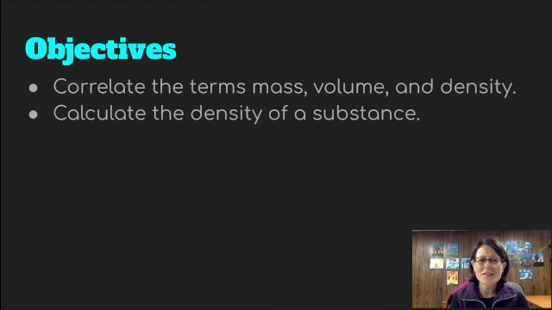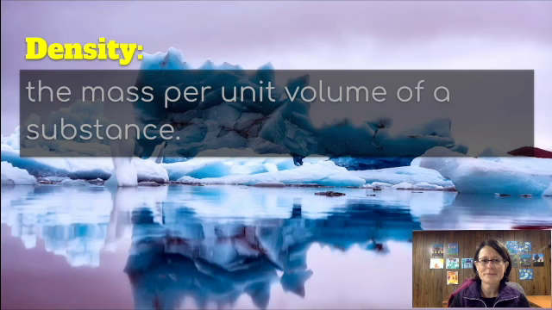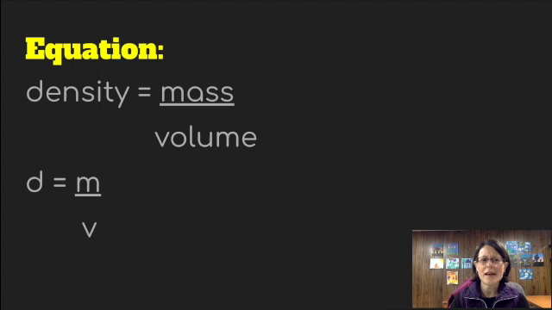So our objectives today are to correlate the terms mass, volume, and density and calculate the density of a substance. Density from yesterday is the mass per unit volume of a substance. So what does that mean? That means it's basically an equation. And the equation is density equals mass over volume. I wrote it in words for you here, and in symbols here, D equals M divided by V.